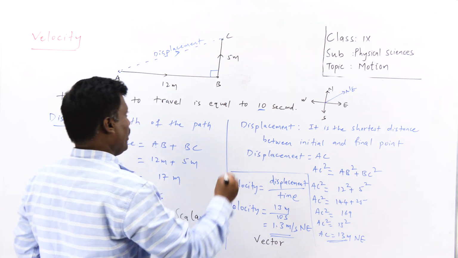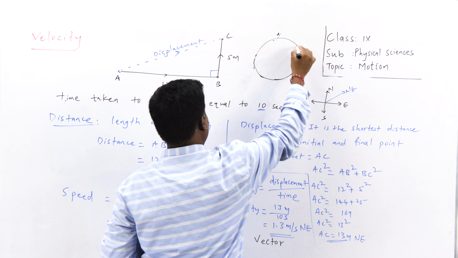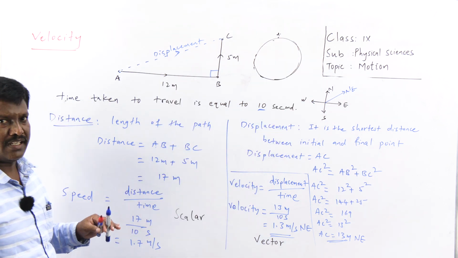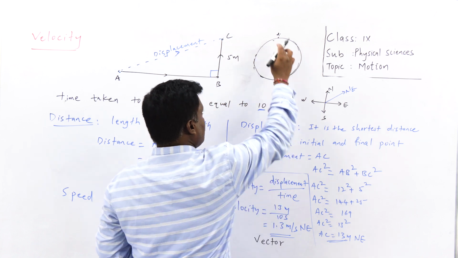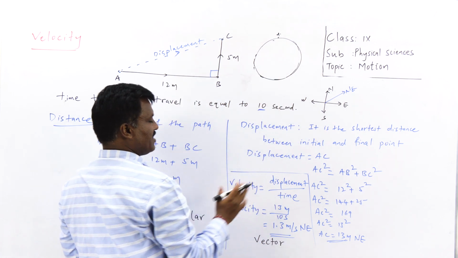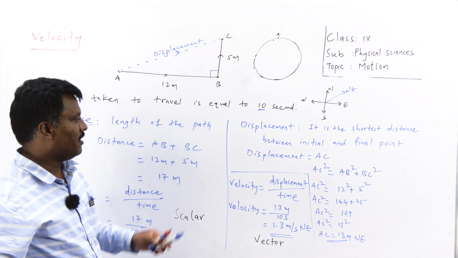And one more thing: for a particular path, for example, started at point A, completed one round and reached the same point. Distance is equal to 2 pi r. That is something, speed is something. But displacement is 0. When displacement is 0, displacement by time is 0 by time, so velocity is also 0.